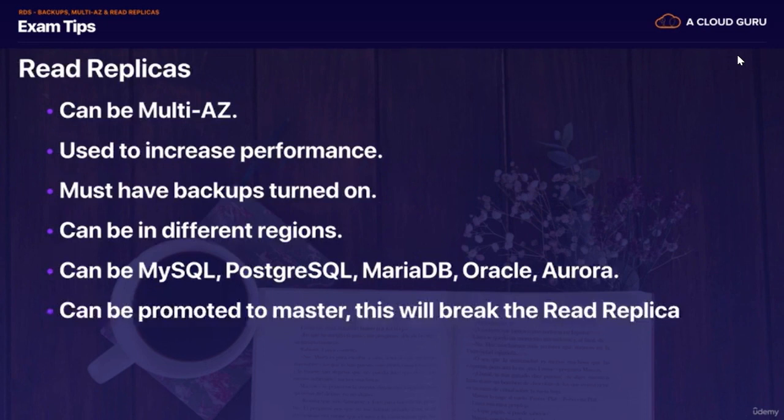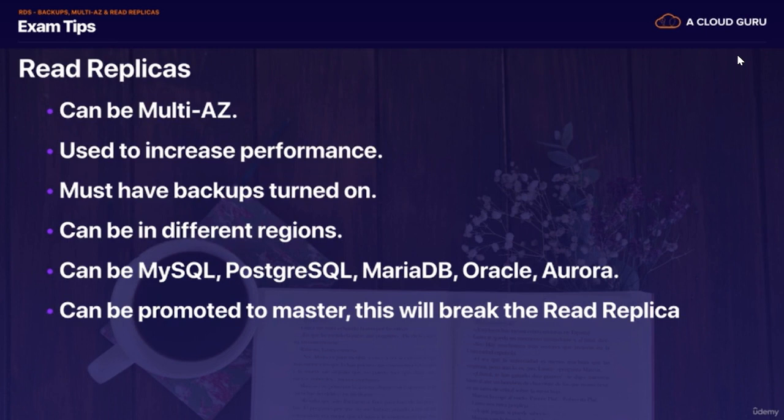So moving on to read replicas. Read replicas can be multi-AZ, and they are primarily used to increase performance. And this is a very common exam scenario. Basically, you've got a struggling database. It's got very heavy read traffic. Maybe it's a WordPress blog or something like that. How do you increase the performance on that database? And one of the answers is, of course, to add read replicas and to point your EC2 instances to those read replicas.